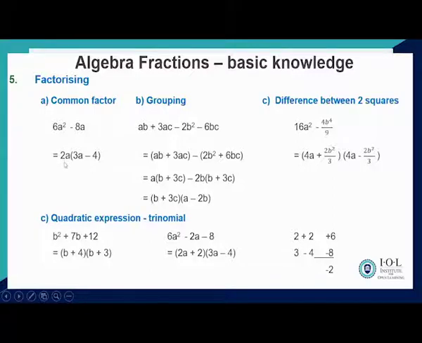So it's as good as you say, 6a squared divide by 2a, and the answer is 3a, which you write inside the bracket. The negative, sorry, stays the negative. 6a squared divide by 2a is 3a, minus, now 8a divide by 2a is 4. And there we have your final answer.